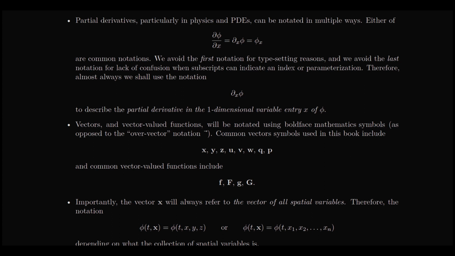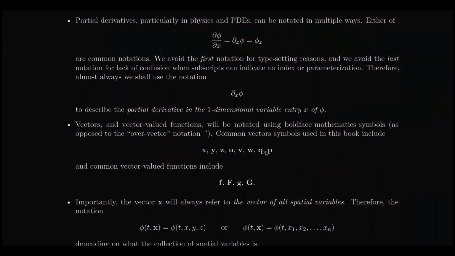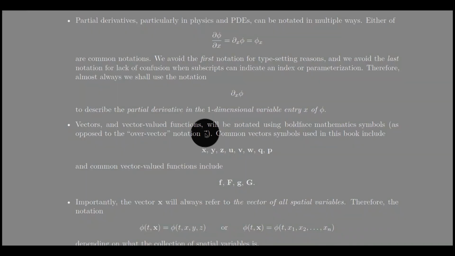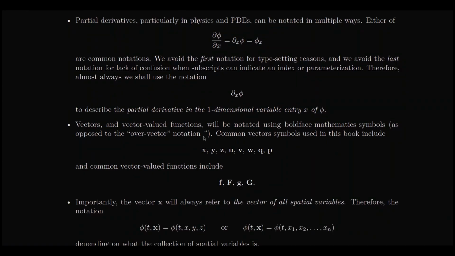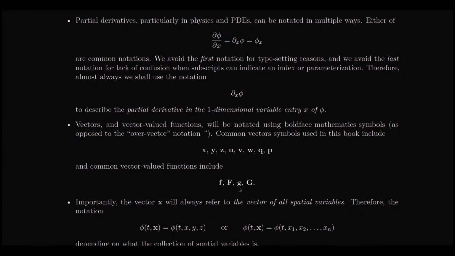Now vectors in this book are going to be denoted by boldface variables. So here you can see I've used x, y, z, u, v, w, q, p. These are going to be common vectors for us. I don't use the over-vector arrow that goes over a letter to denote vectors. That's a very common notation as well, but I like this boldface to denote vectors. We'll also have vector valued functions. I'll try to use f's or g's for these, but I will boldface them. If this is a vector valued function f, then I'm going to boldface it, which just means that the output of the function is a vector. The output is no longer a scalar.